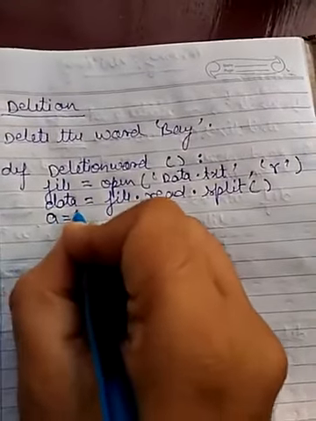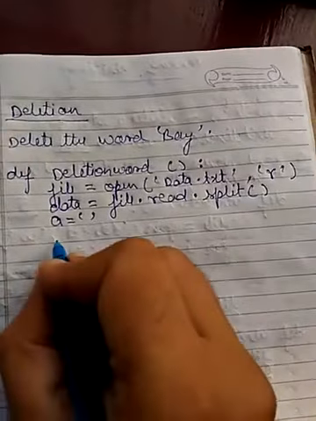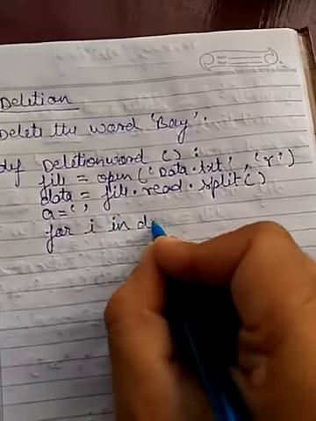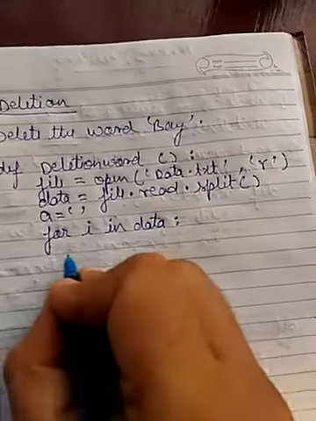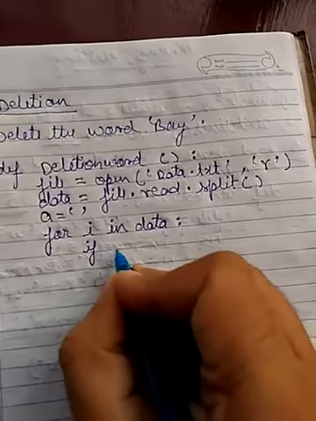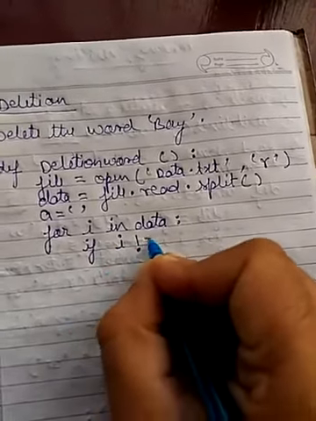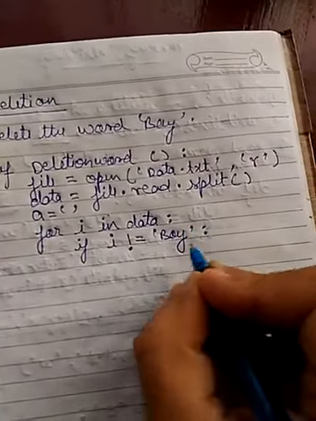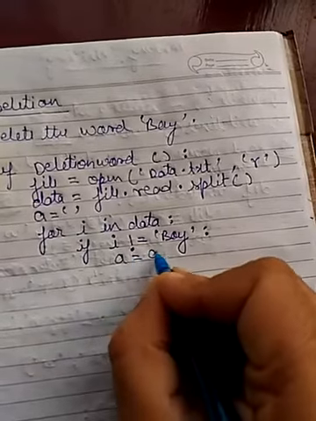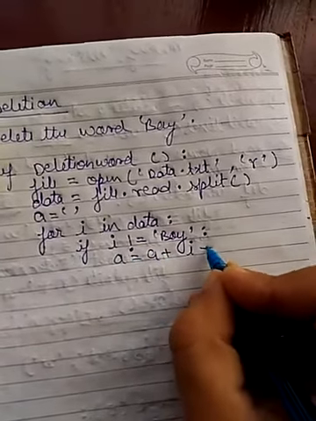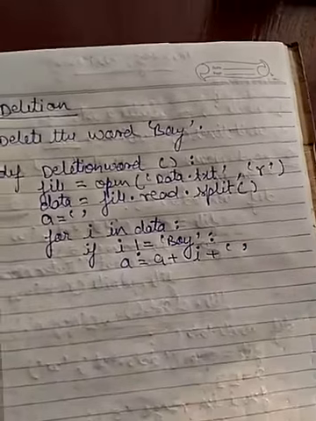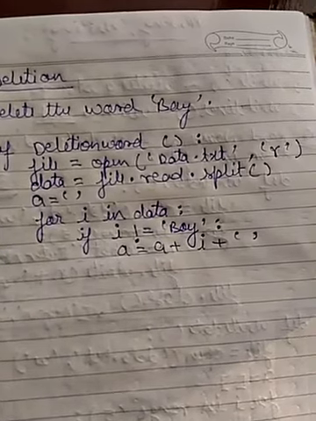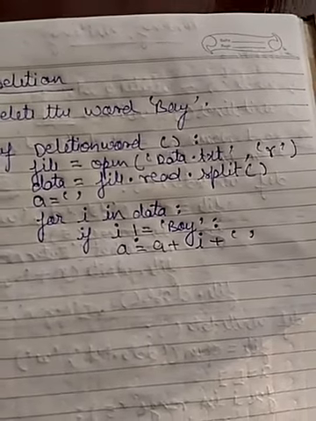Take a blank string, let us say A. Now we are writing a loop: for i in data, if i is not equal to boy, then A equal to A plus i plus space. So in this way, A is a string which will contain all those words which are not boy.